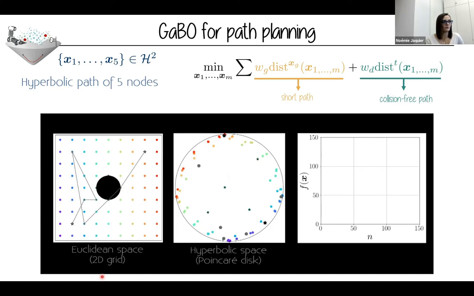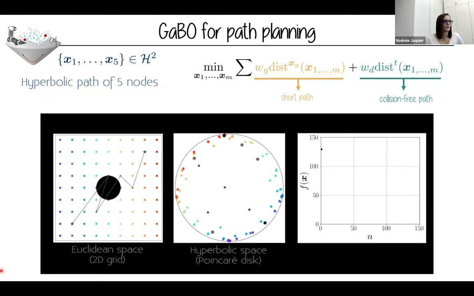Our goal here is to find five nodes for the path in the hyperbolic space, and then we project them back into our Euclidean space. And you see the nodes are the ones that are there. So we go straight from the start to the first node and straight to the second node, etc. And we want to find the best position for those five nodes in order to have a short collision-free path.